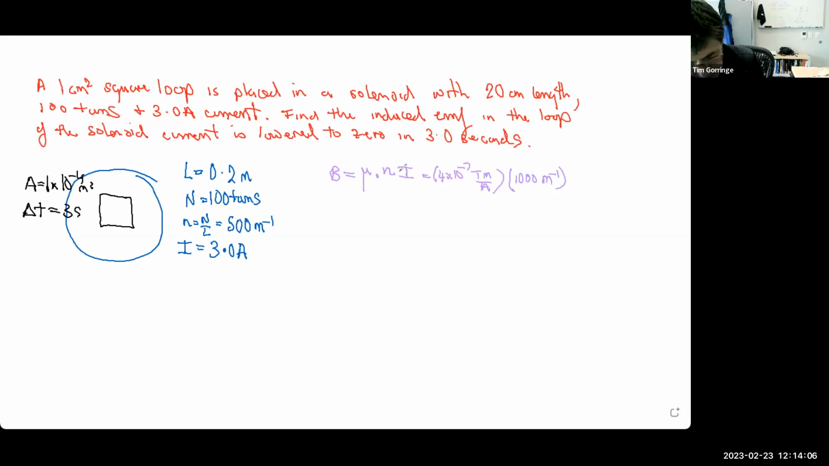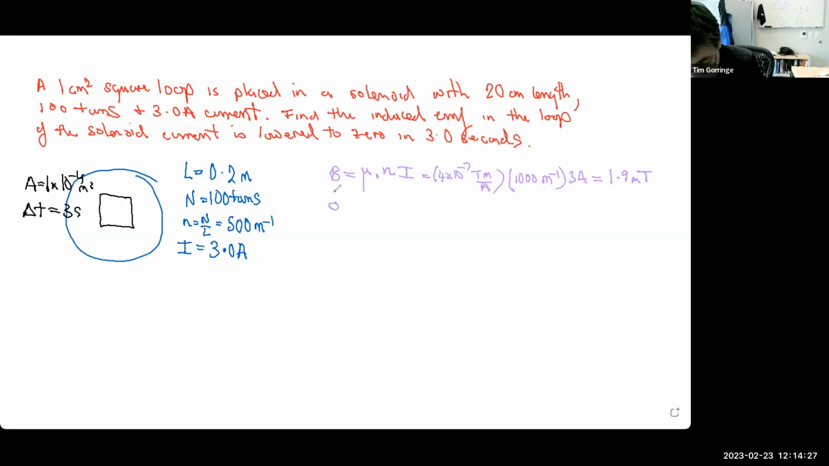And finally, the current, that's 3 amps. If I multiply those three quantities together, that's going to give me the magnetic field. I got a value of 1.9 millitesla, 1.92 × 10^-3 teslas. So that's the field when the solenoid is on.